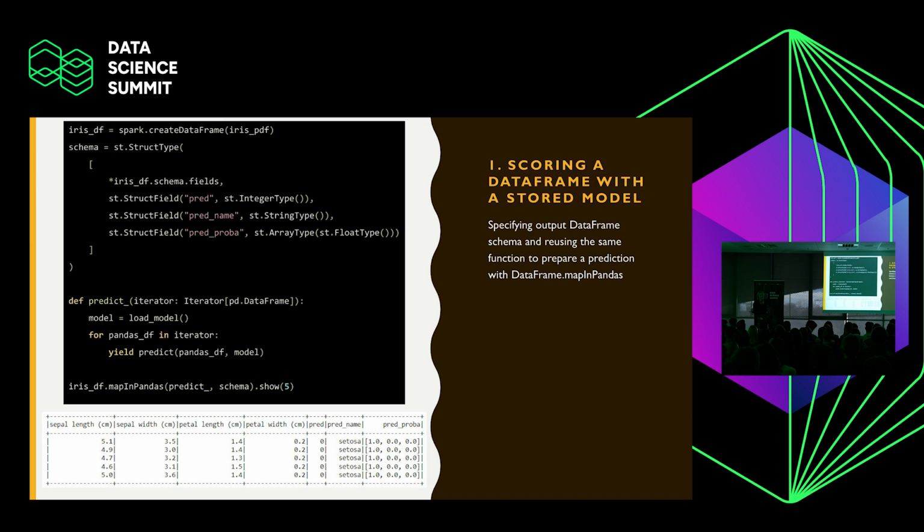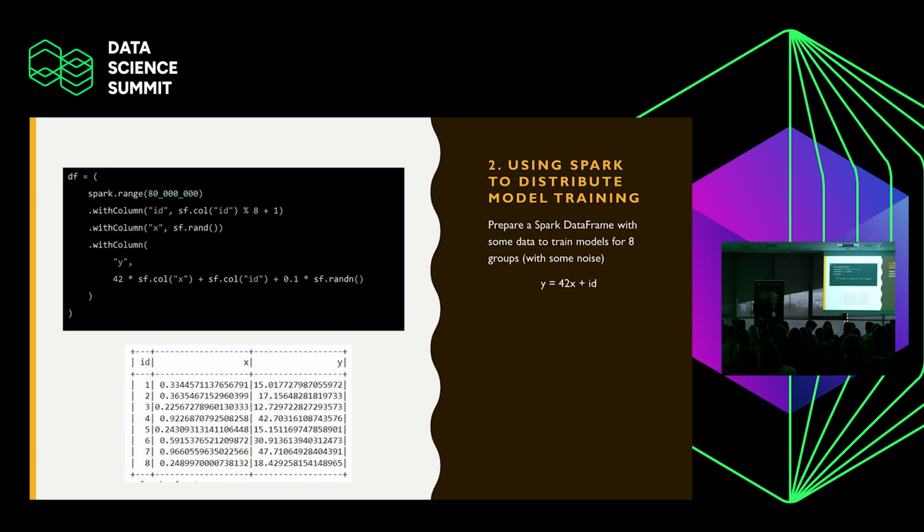So we have scored our data with a model we had, but now let's move to another thing. So using Spark to distribute model training, and that's actually, I think, the way cooler application. And first, let's create some data this time. Probably reading this, it's not very user-friendly, but what happens here?